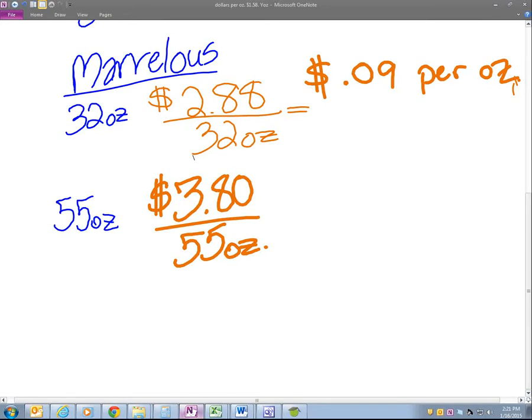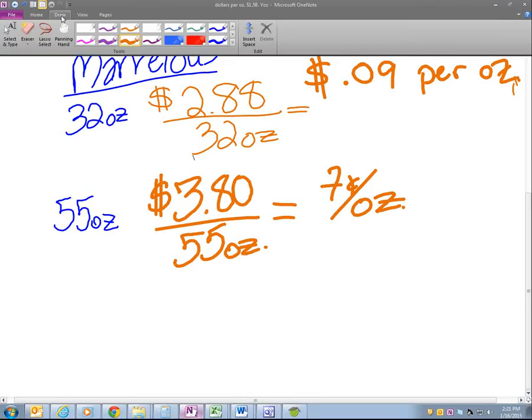Good. Yes. Quiet, please. Cents per ounce. 0.7 cents. 7 cents per ounce. There we go. 7 cents per ounce. Now let's back this up.